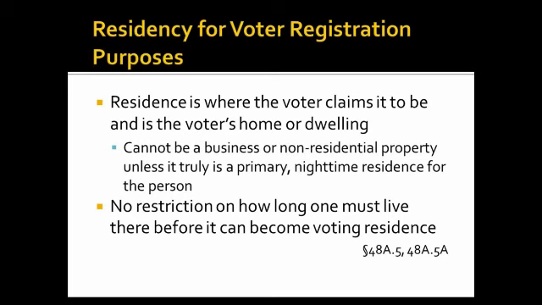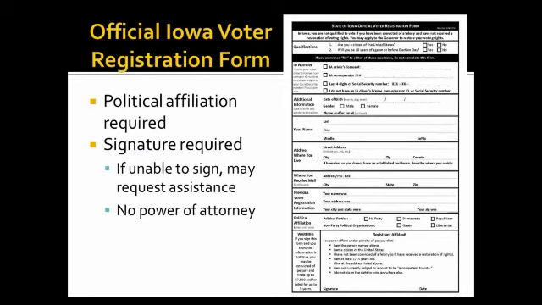Related to the signature as required information, if a voter is unable to sign the form, they may request somebody's assistance in signing for them. Power of attorney does not count for voting purposes in Iowa, so if somebody is a power of attorney for somebody else and the voter is asking their power of attorney to sign their voter registration application for them, they should just sign the voter's name with no designation of power of attorney after that signature.